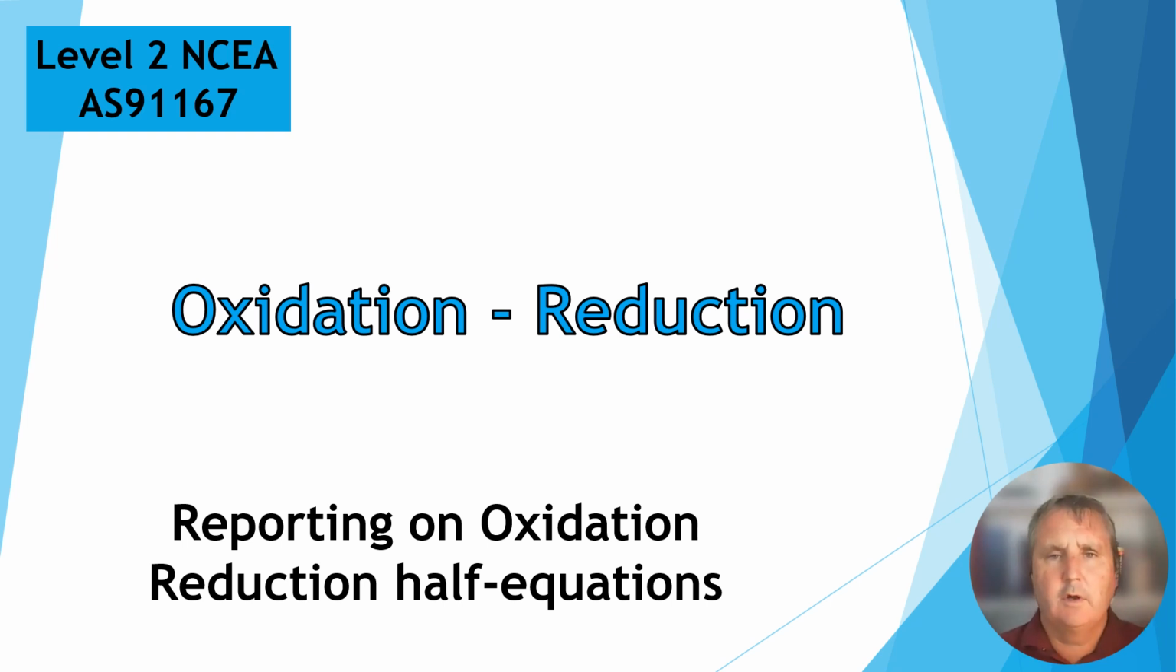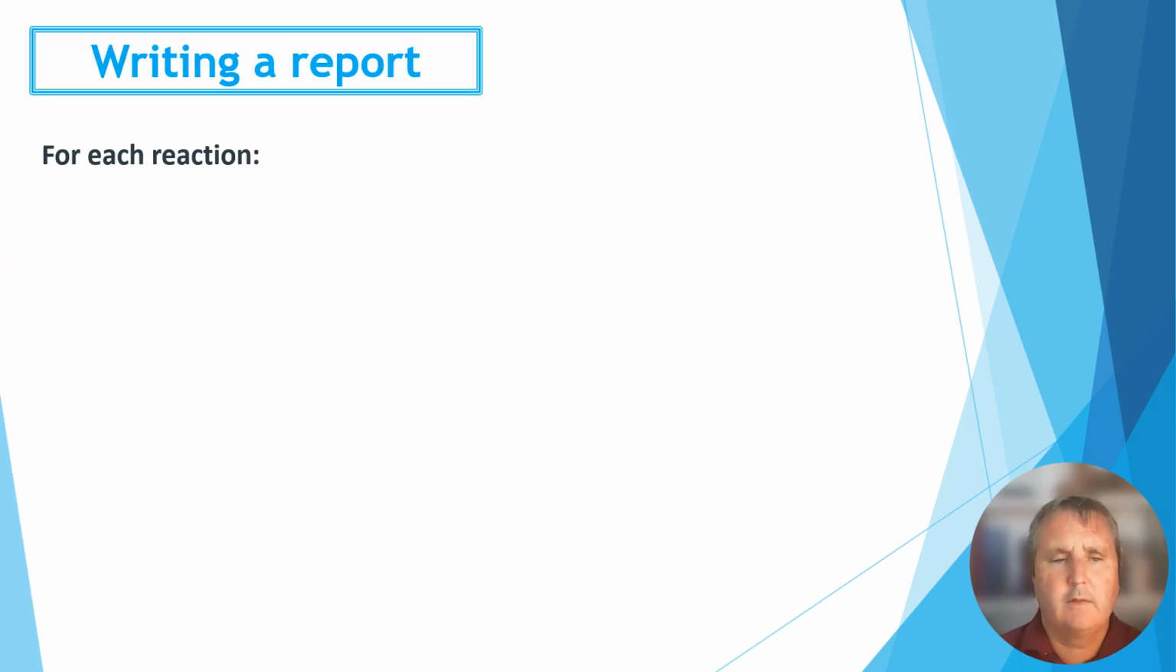In this video, we're going to go over how we might write a report on an oxidation-reduction equation. This is particularly important if we're going to carry out the NCEA Internal Achievement Standard 91167, but it also has lots of interesting points if you want to become more familiar with oxidation and reduction reactions. This report, for each of the two reactions I'm going to carry out, includes the following three major components.